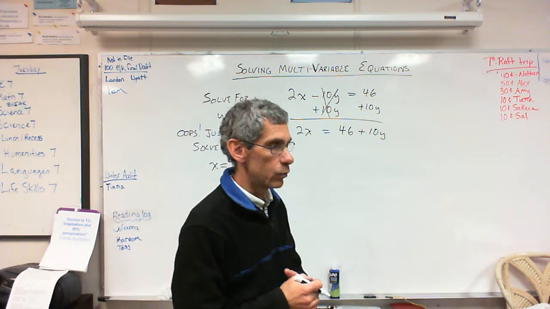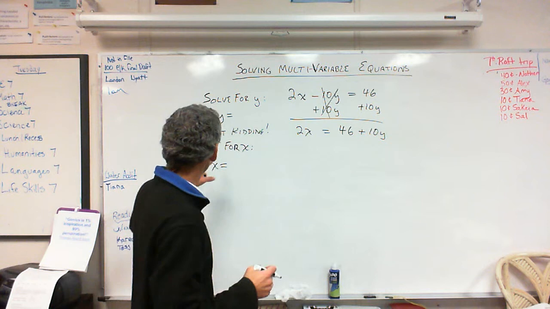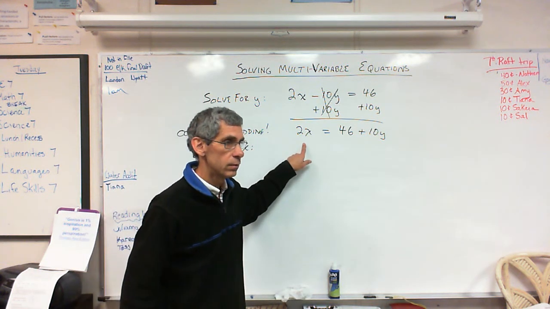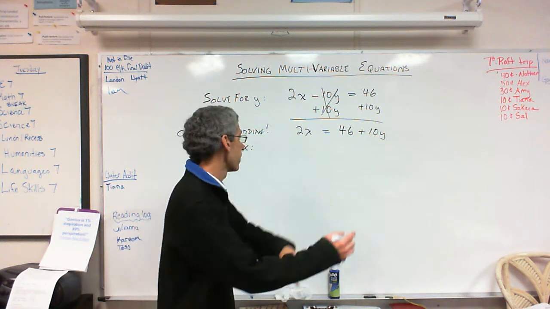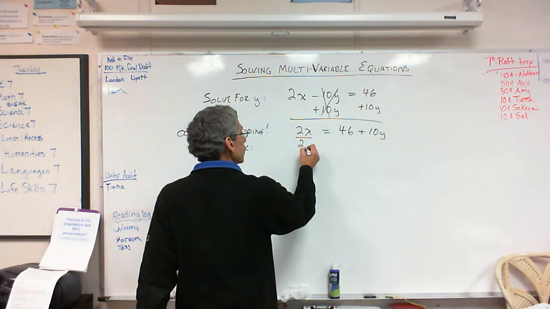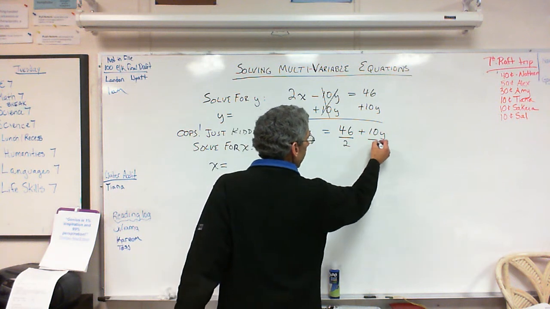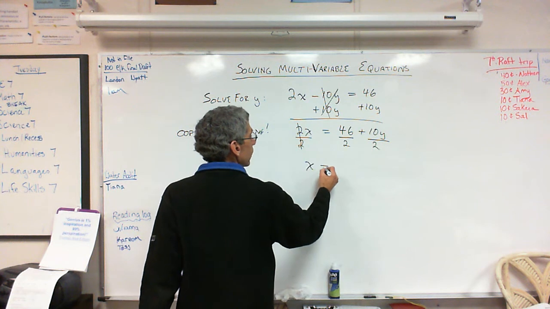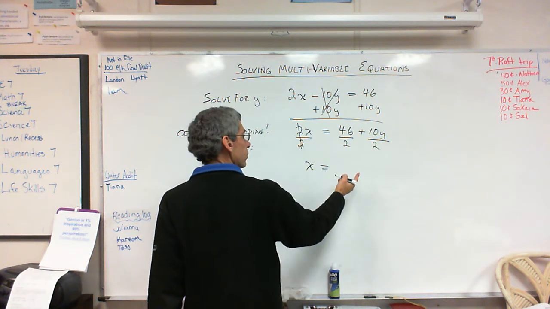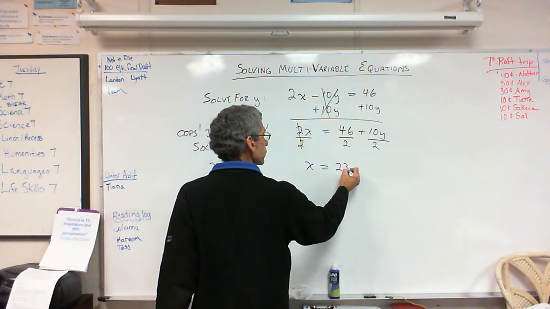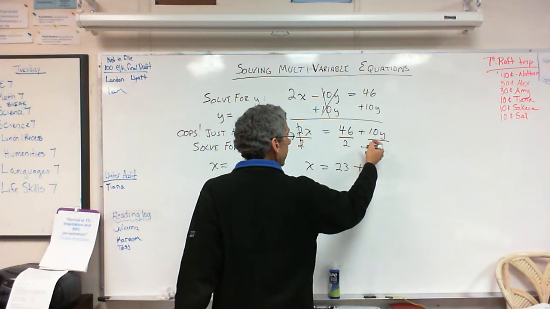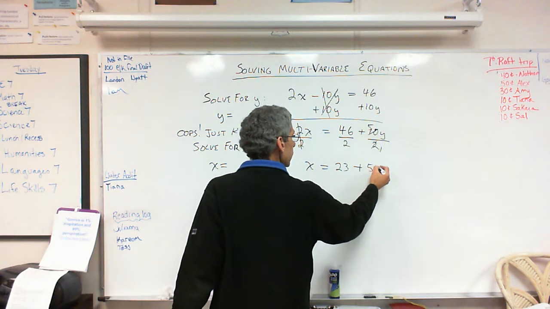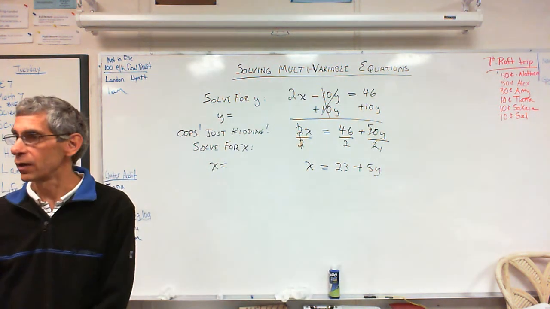Now what would I do? Liam, what would you do now? You're almost there. It says you want x equals, but it says 2x equals. So you divide by 2. I put a line under the 2x, I put a 2. I put a line under the 46, I put a 2. I put a line under the 10y, I put a 2. So now that crosses out. So I have x equals, what's 46 divided by 2? 23. Plus, what's 10 divided by 2? 5. So 5y. Look at that. We just solved for it.